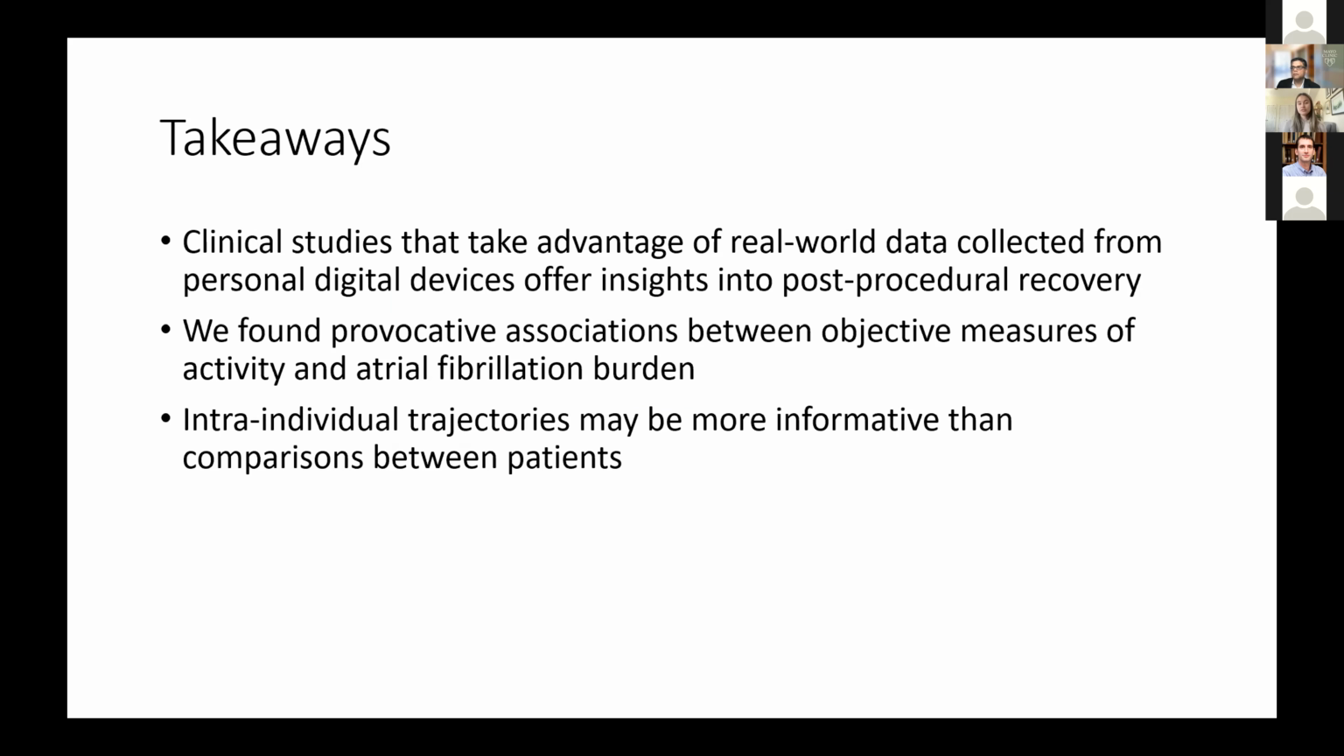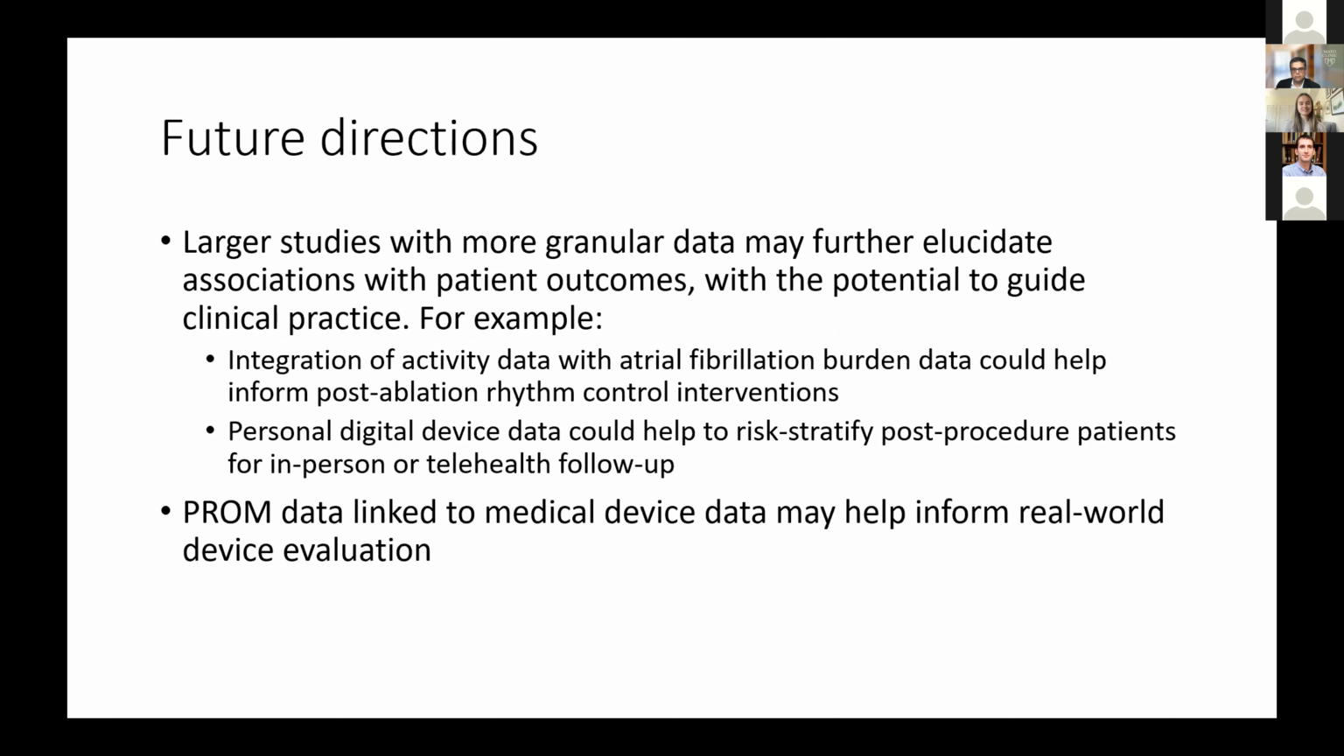So in terms of future directions, next slide. Thanks. Future directions. So our study was small, and in the future, larger studies with more granular data will help us understand recovery better. Moreover, larger studies that look into patient outcomes could help us understand how these real-world data could guide clinical practice in the future.